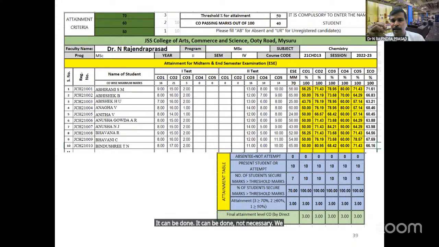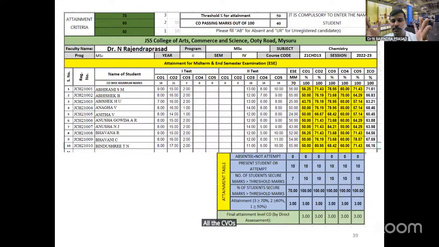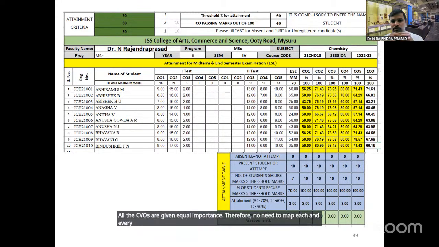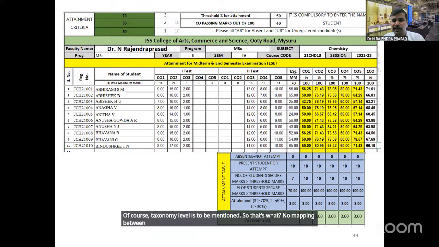We can presume that the question paper in the end semester examination is set in such a way that all the COs are given equal importance. Therefore, no need to map each and every CO with the question. Of course, taxonomy level is to be mentioned. So that's it. No mapping between question and CO in the end semester examination.